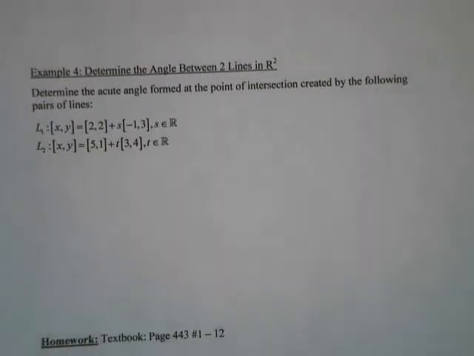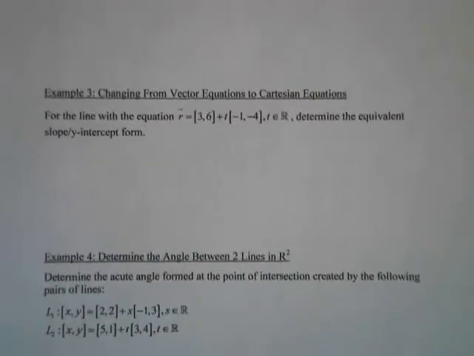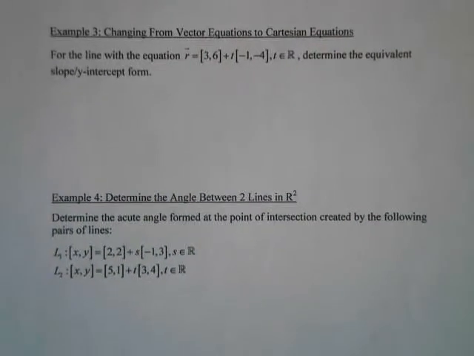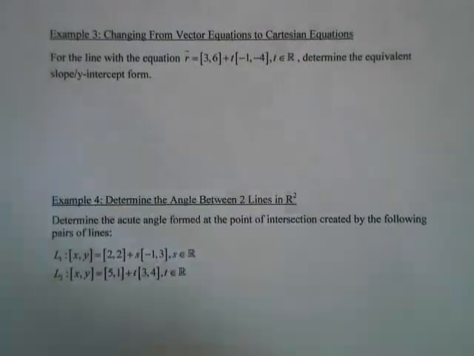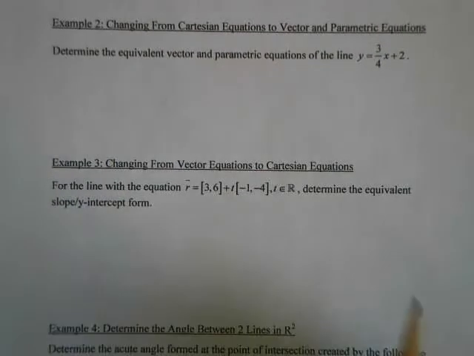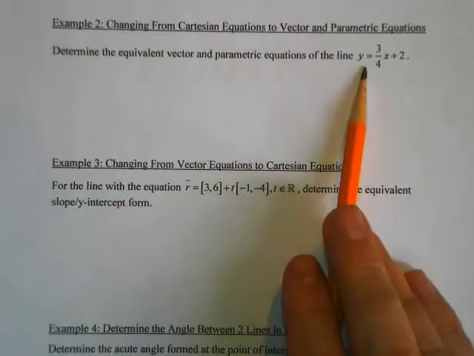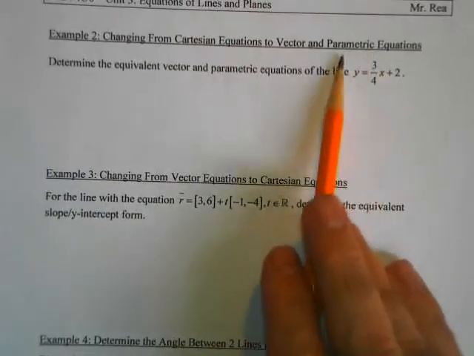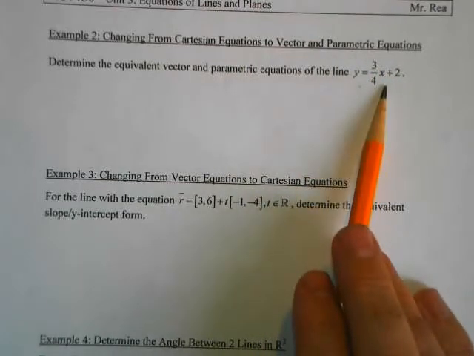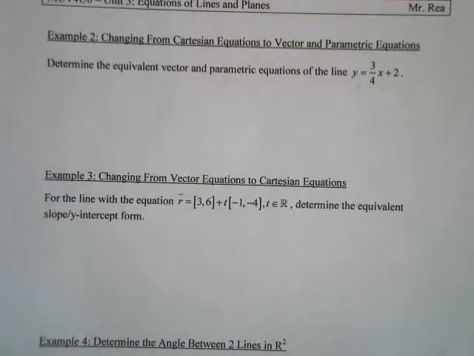So example 2, this is definitely a throwback to grade 9, because the question says, determine the equivalent vector and parametric equations of the line y equals 3/4 x plus 2. That's the slope y-intercept form that we learned in grade 9. So we're going to take that form of a linear equation and create the vector and parametric equations from that. Okay, so how do we do that?